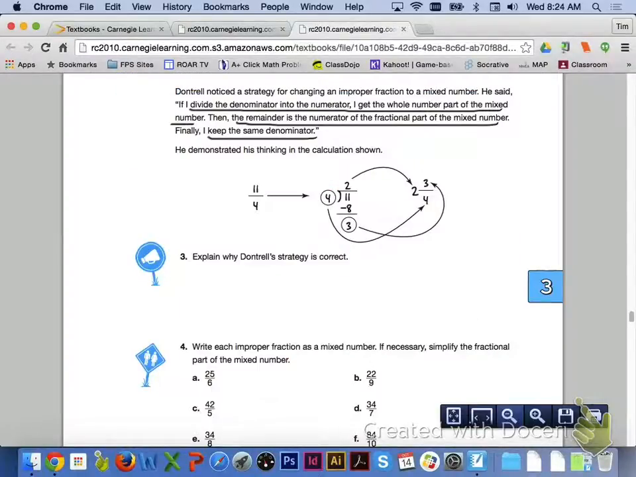At the top of page 179, Dontrell noticed a strategy for changing an improper fraction to a mixed number. He said if I divide the denominator into the numerator, I get the whole number part of the mixed number. That's going to be 2. Then the remainder is the numerator of the fractional part of the mixed number. That's going to be 3. And finally, you are going to keep the same denominator. That's going to be 4. So in Dontrell's case, he used traditional division in order to convert an improper fraction into a mixed number.